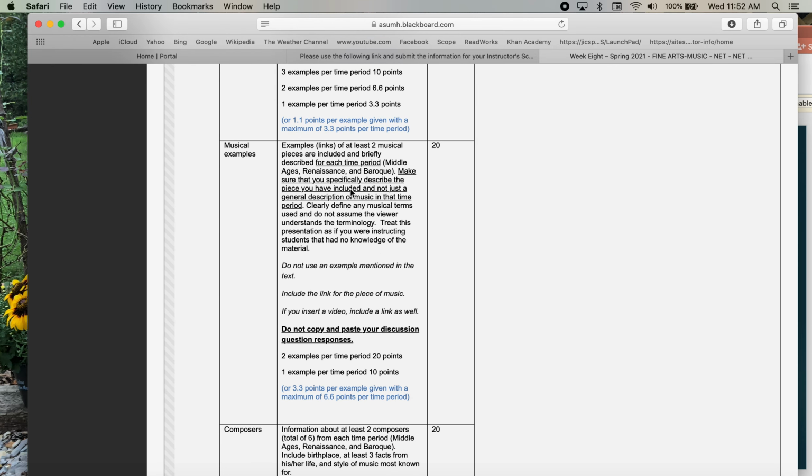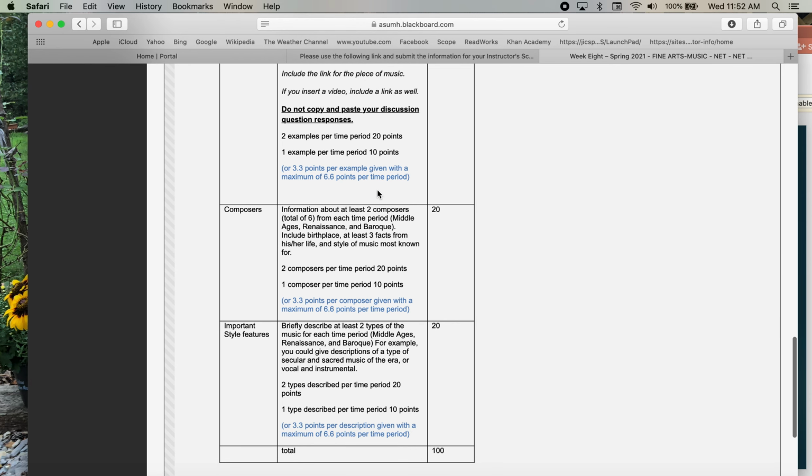Make sure that it is specifically described and not just a general description of music of the time period. Make sure that the piece that you are including is specifically described. And if you're using terminology that a person that hasn't gone through this course would not know, make sure you define the terminology as well.